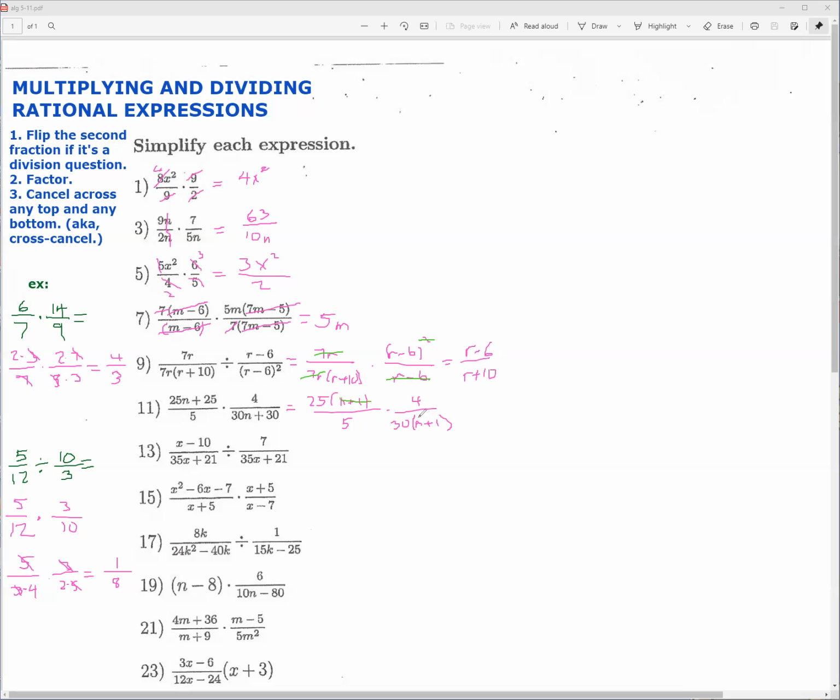Well, we can cancel an n plus 1. The 25 cancels with a 5 to leave a 5 behind, but then that 5 can also cancel with the 30 over here, which leaves a 6. Oh, and 4 and 6 also reduce, so it's a 3 and a 2. So what do we have left? It's looking like it's just 2/3.